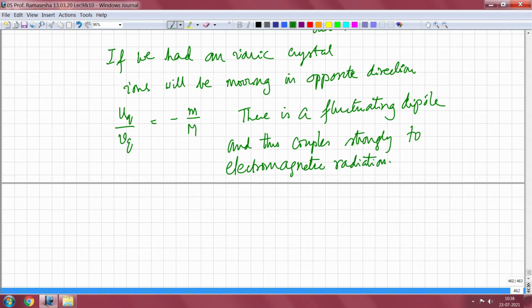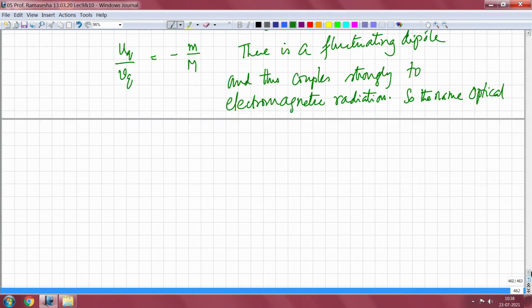And hence you call it the optical mode. So the name optical mode. Okay, so far so good. So let us see some more things about this optical and acoustic modes.